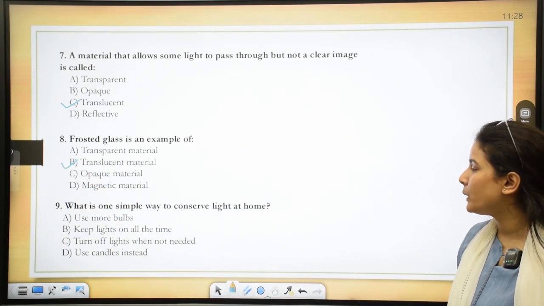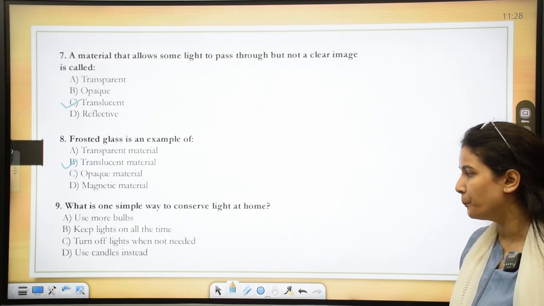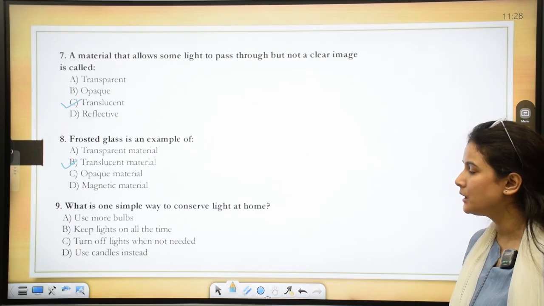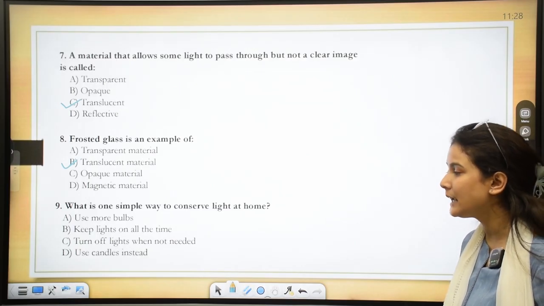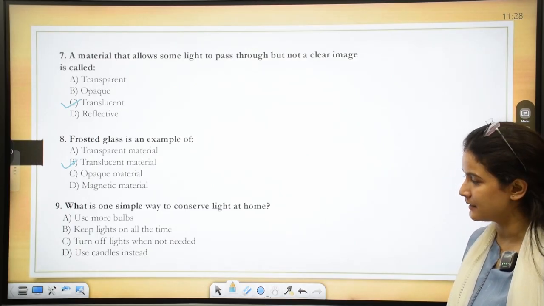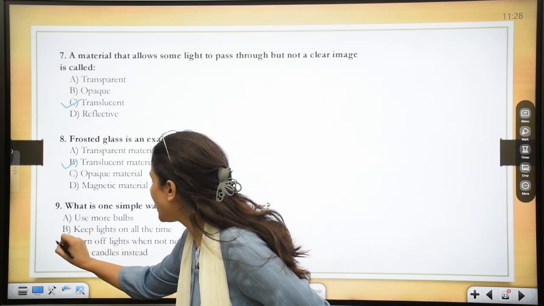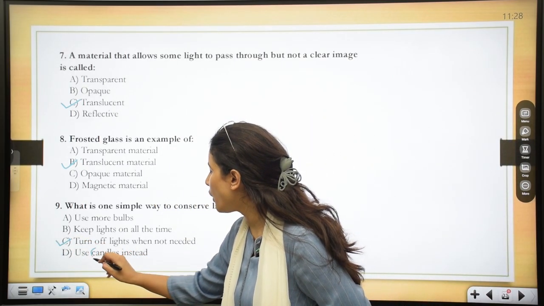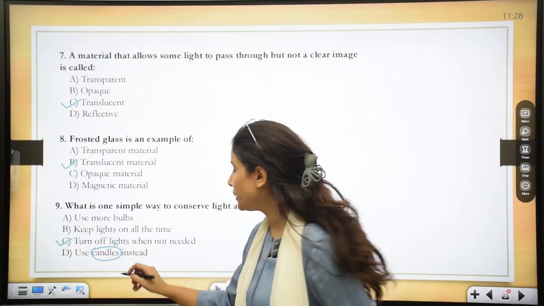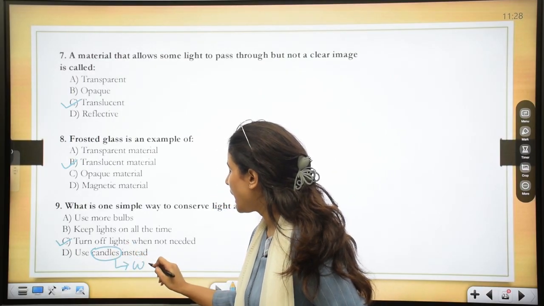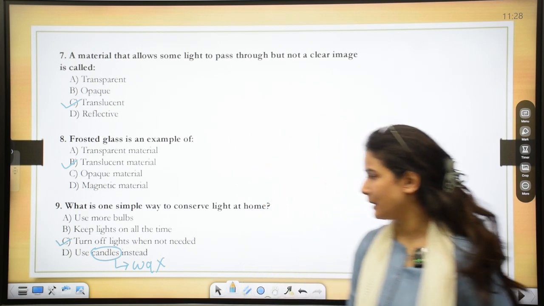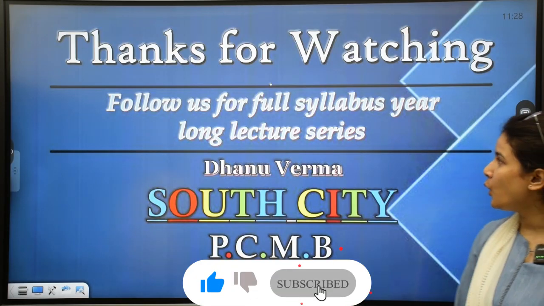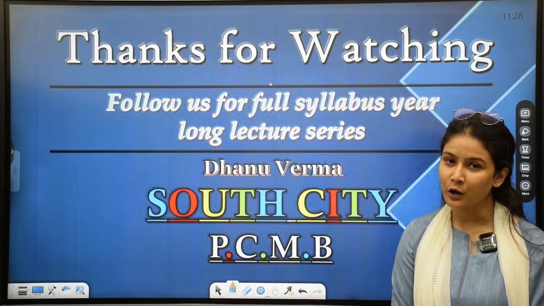What is one simple way to conserve light at home? Use more bulbs, keep lights on all the time, turn off lights when not needed, or use candles instead. So, turn off lights when not needed. Why? Because candles also use a form of energy, and I told you that was wax. And we do not want to waste anything. That is why this option is correct. Okay, so we have come to the end of the chapter.